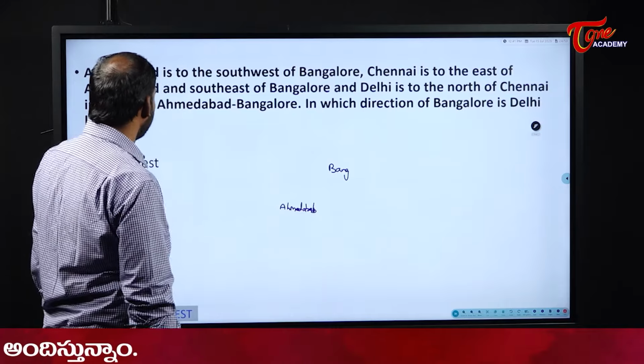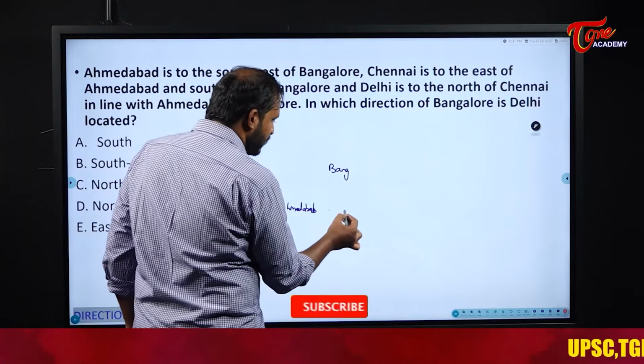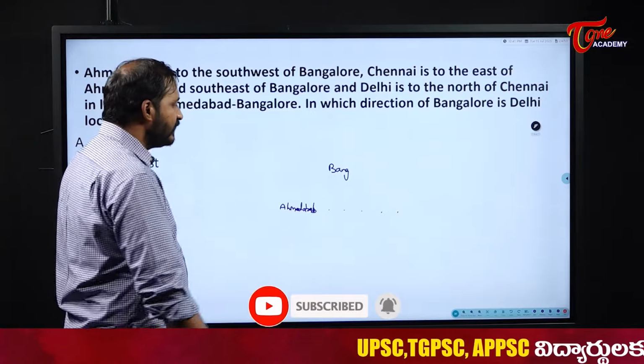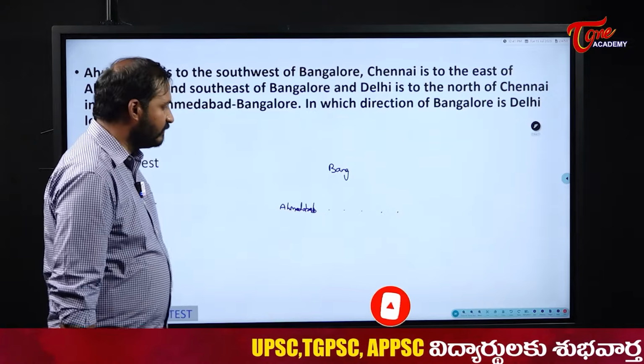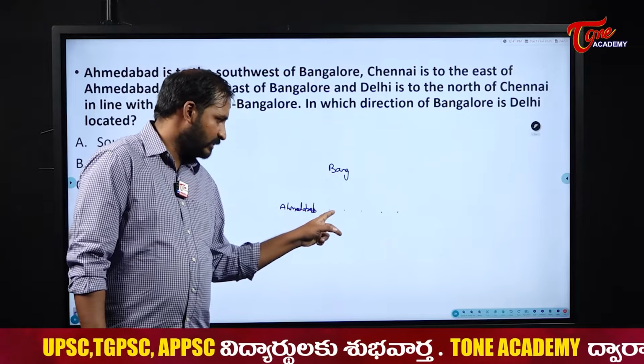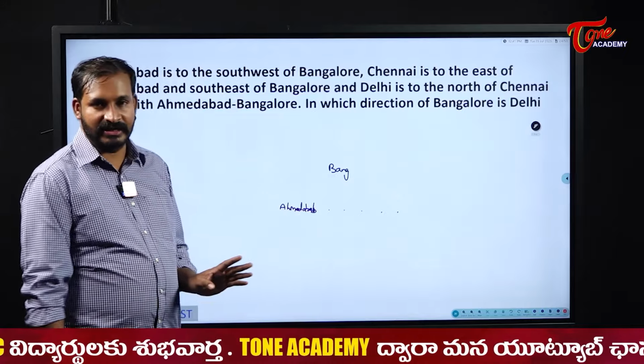Chennai is to the east of Ahmedabad. East of Ahmedabad means it can be here, here, here, wherever it is east. But Chennai will be in a straight line. As of now, Chennai will be somewhere in these dots. It can be straight with Bangalore, or before Bangalore, or after Bangalore. Somewhere here I have Chennai.